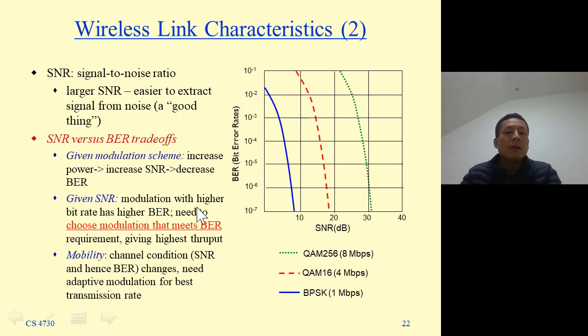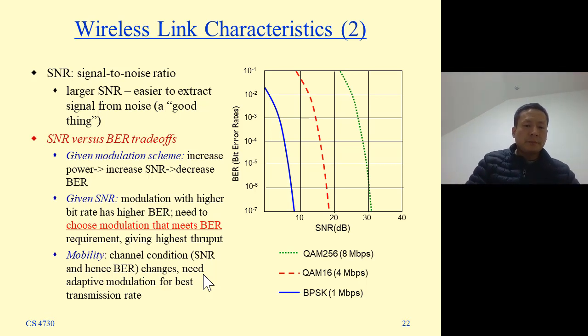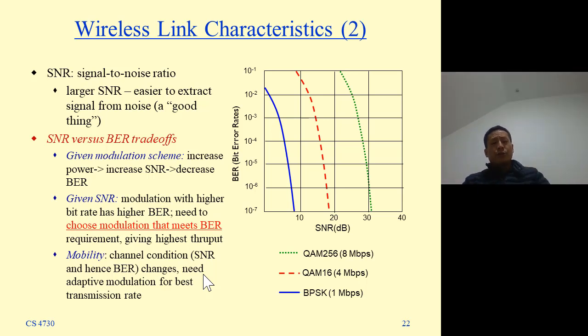This technology is very frequently used in wireless 3G, 4G networks. So when you move your smartphone, the signal noise ratio is changing all the time, and you need to adapt to these changes by changing the modulation technology to control the bit error rate, right? So this graph tells you everything.